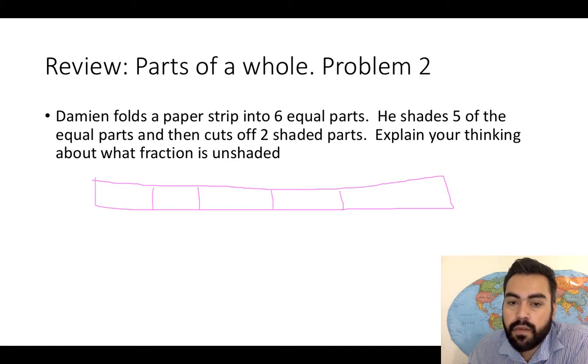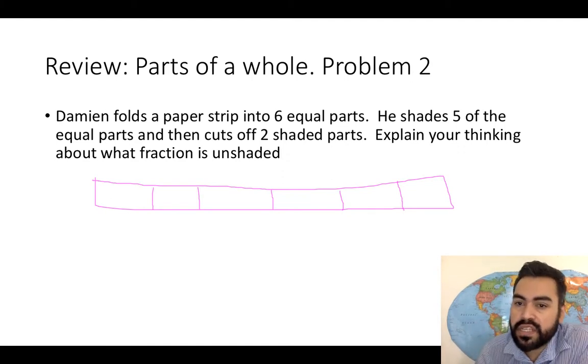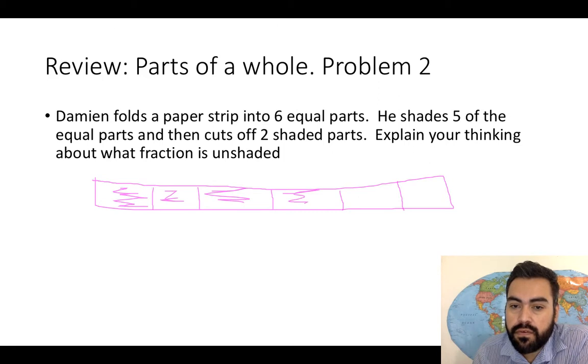And we're going to pretend they're equal parts again, boys and girls. I know they're kind of weird looking, but it's hard for me to be very dexterous with this mouse. So 6 equal parts. He shades 5 of the equal parts. So he shades 1, 2, 3, 4, 5. Okay. Then cuts off 2 shaded parts.